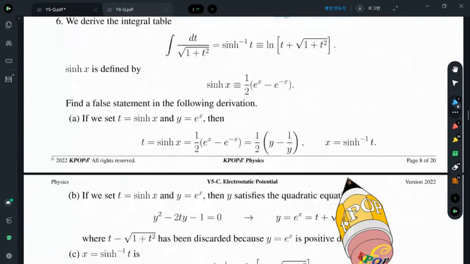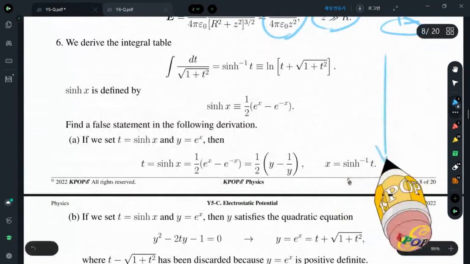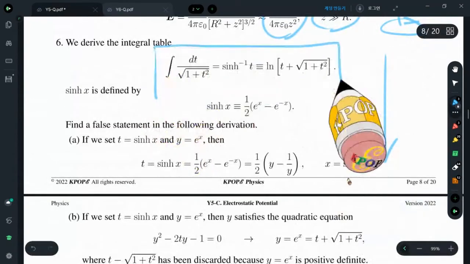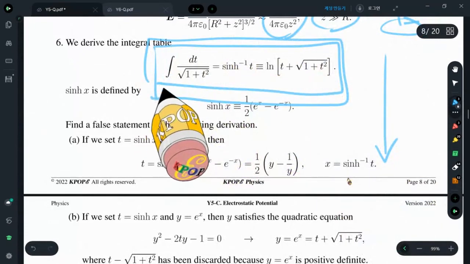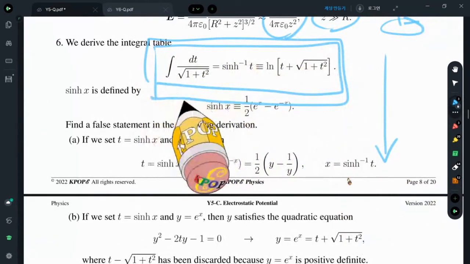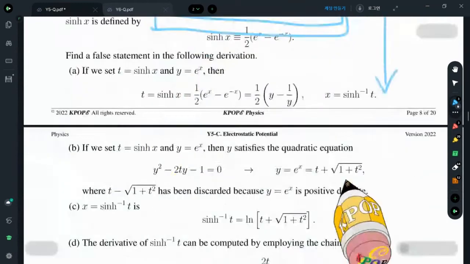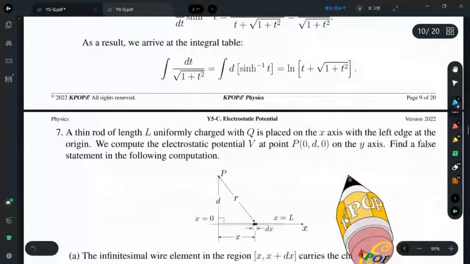Next, just follow this calculation. You have to memorize this integral table. It is very important to memorize this to evaluate the following computation.